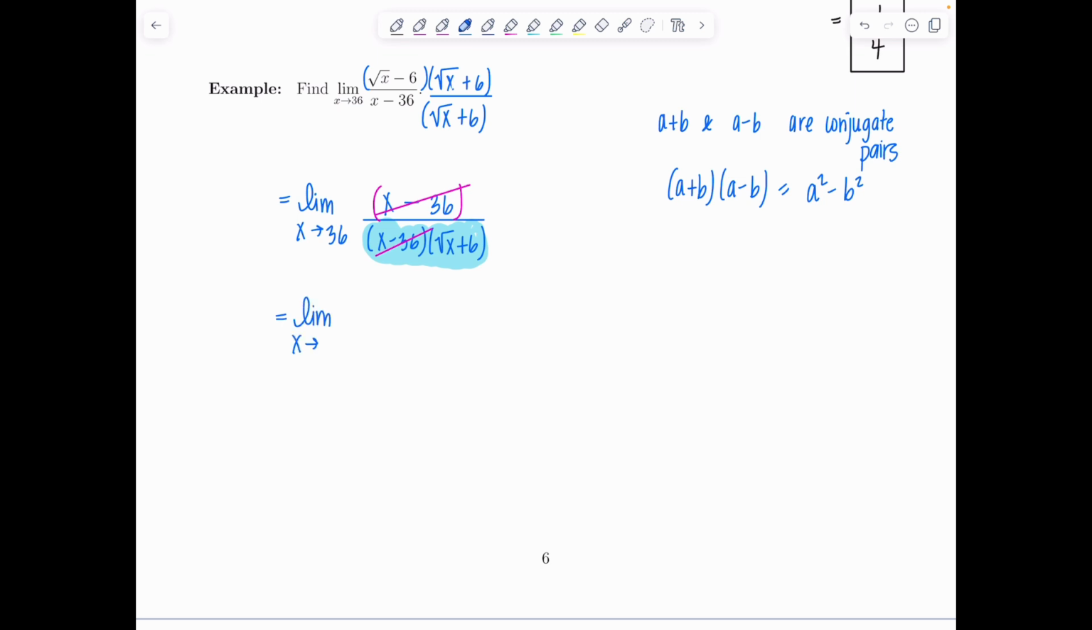Hooray! So what are we left with? There's a 1 up top, isn't there? Don't forget about that. Over rad x plus 6. Whew! Can I plug in 36 for x now? Yes, yes you can. So we have 1 over rad 36, that's 6 plus 6. So this limit is 1 over 12. Hooray! Okay, good.